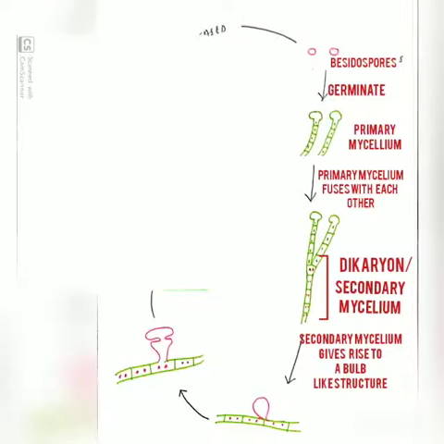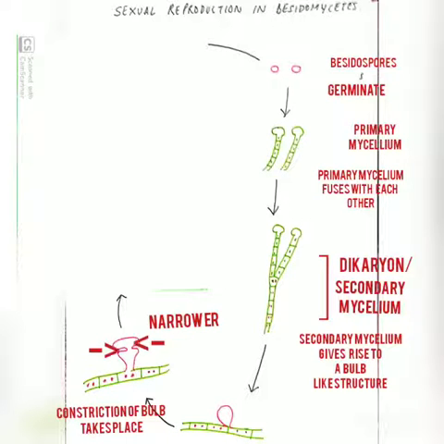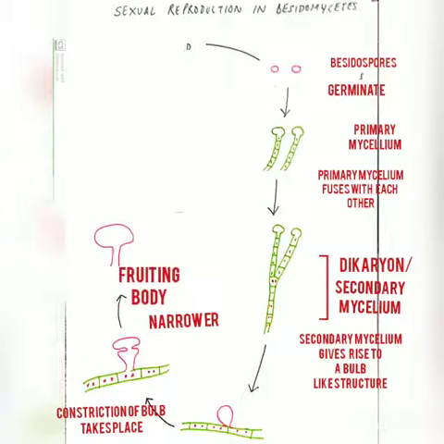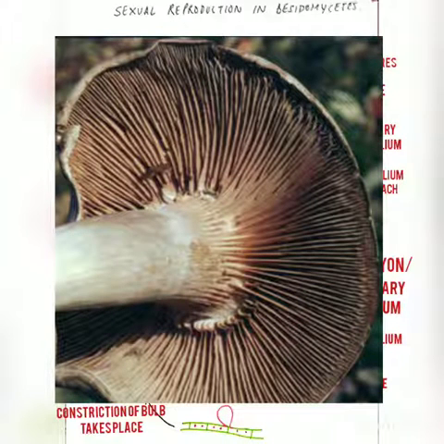Now, the secondary hypha will give rise to a bulb-like structure. Now, in this bulb, constriction starts. That is, the bulb starts becoming narrower at a position separating the upper part from the lower part, ultimately giving rise to a fruiting body. These fruiting bodies have gills in them. Here you can see, students, the lines under the cap, these are known as gills.